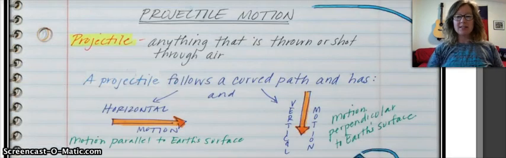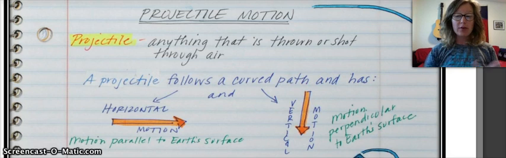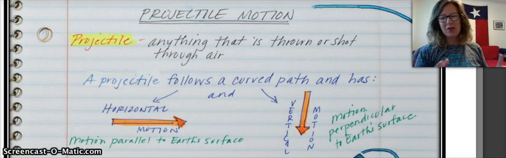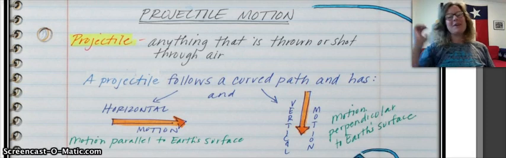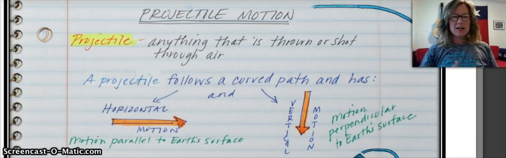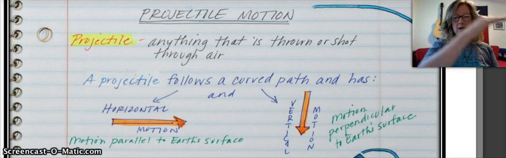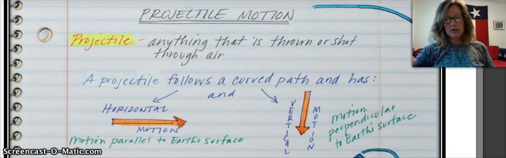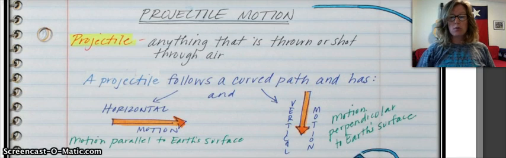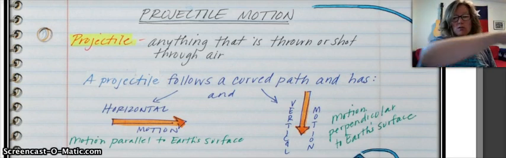So a projectile is anything that is thrown or shot through the air. So let's say, for instance, we're at a football game. Your projectile hopefully would not be you. It would be your football. So a projectile follows a curved path. And that is because it has a horizontal motion, or a motion parallel to the Earth's surface, and it has a vertical motion, so a motion that's perpendicular to the Earth's surface. So you have this nice little curved path.